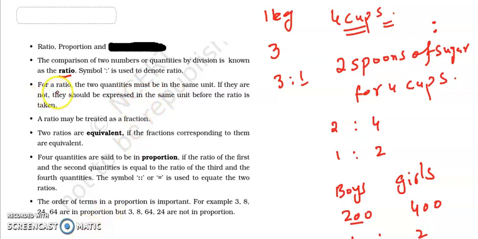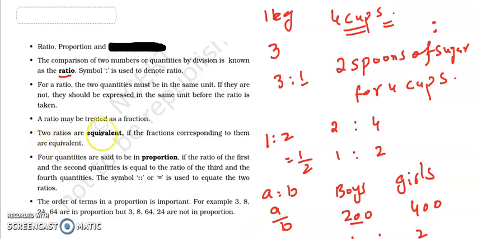Now, while dealing with the ratio, the two quantities must be in the same unit. For example, if you are using kilogram for one, then the other should also be in kilogram. If you are using gram for one quantity, then the other should also be in gram. Whatever unit you are using, it should be the same unit. If these are not the same, we will make them the same. And a ratio may be treated as a fraction. For example, if I'm saying 1 ratio 2, it can be written in the form of a fraction as 1 over 2. If I'm saying A ratio B, it can be written as A over B. So we can treat it in the form of a fraction also.